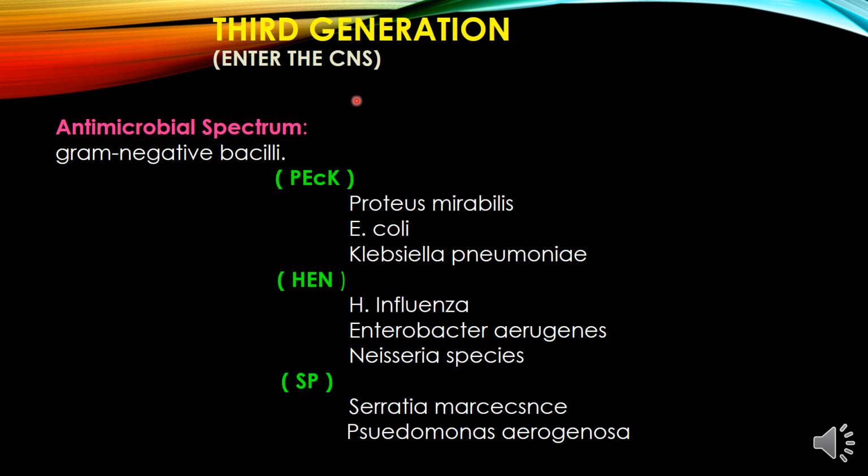It enters the CNS. It has an antimicrobial spectrum which is wider than the previous two generations when we talk about gram-negative coverage, which is PEC, HEN and SP, which we have already discussed. So this is an easy way to memorize them. And gram-positive coverage is the same as that of the first and second generation, but with minimal effect.